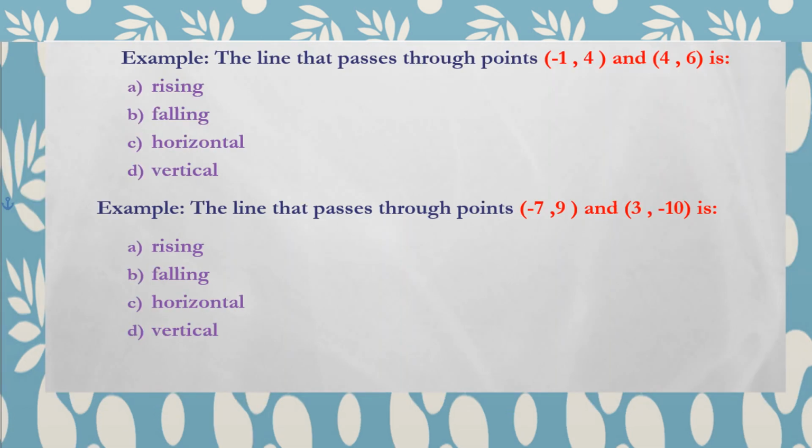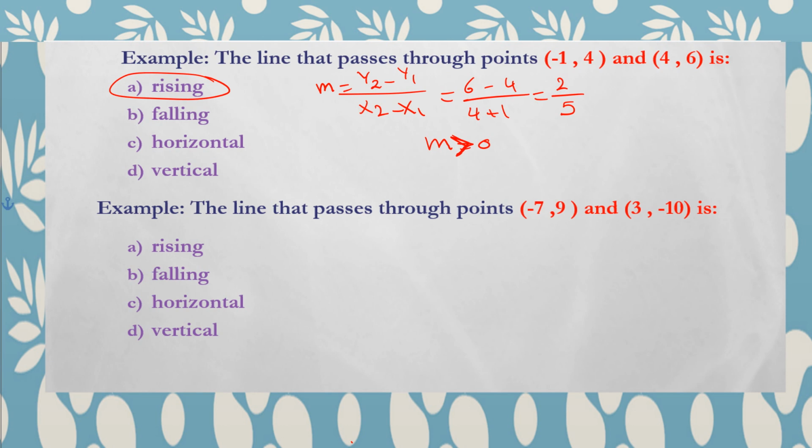Another example, the line that passes through the points is rising, falling, horizontal, or vertical. We should first calculate the slope. So m equals y2 minus y1 over x2 minus x1. So 6 minus 4 over 4 plus 1 gives 2 over 5. And m here is positive or greater than 0, so the line is rising.